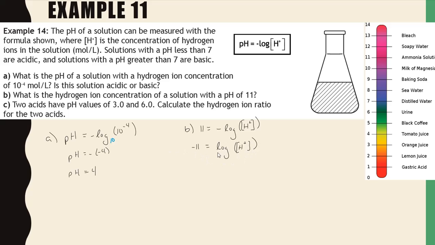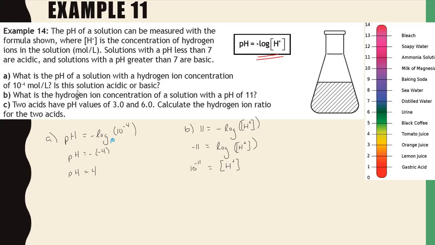And from there, I'm going to turn this into an exponential equation. So again, I've got a base of 10. So it'll be 10 to the power of negative 11 equals our hydrogen ion concentration, which is actually what it's looking for. So it's 10 to the power of negative 11. All right, on to C for our last part.